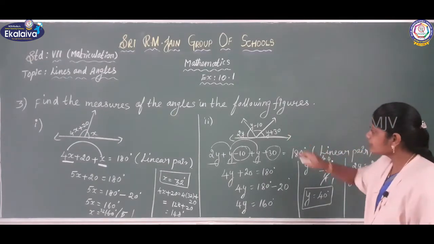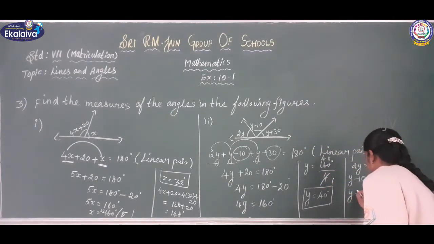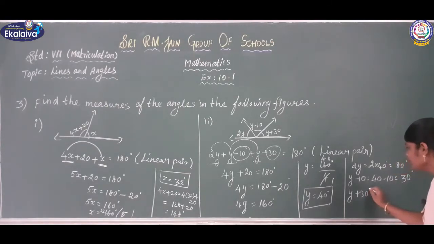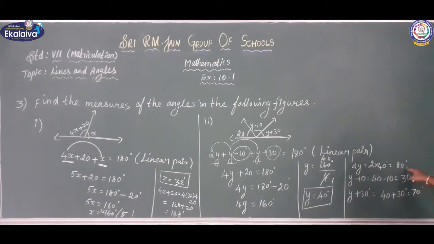And the next angle is y plus 30. y plus 30 equals, what is the y value, children? 40 degrees. So 40 plus 30 equals 70 degrees. So what are the angles here? 80 degrees, 30 degrees and 70 degrees. Do you understand, children?